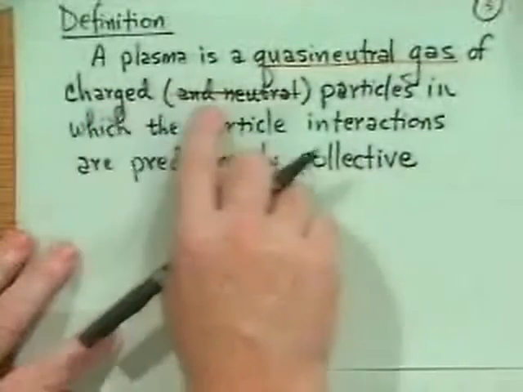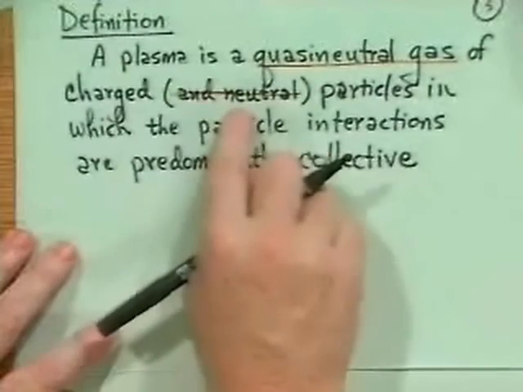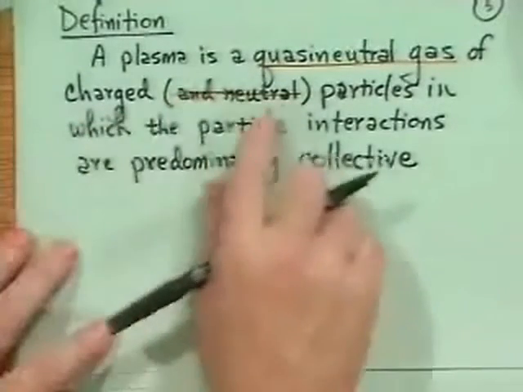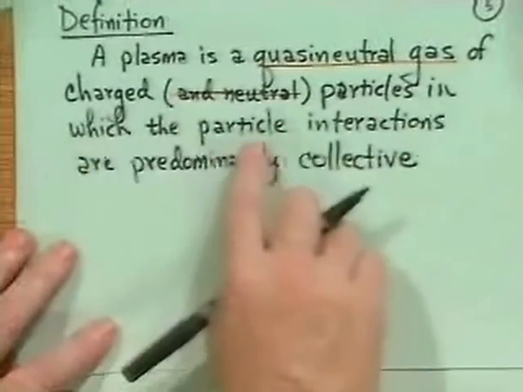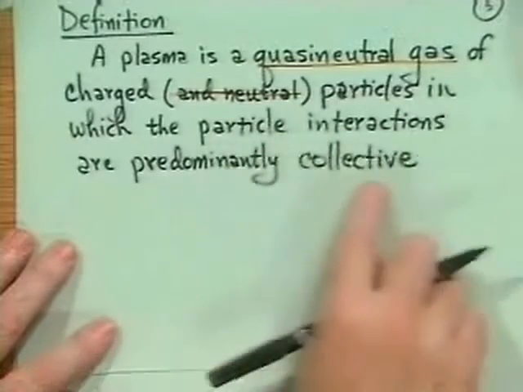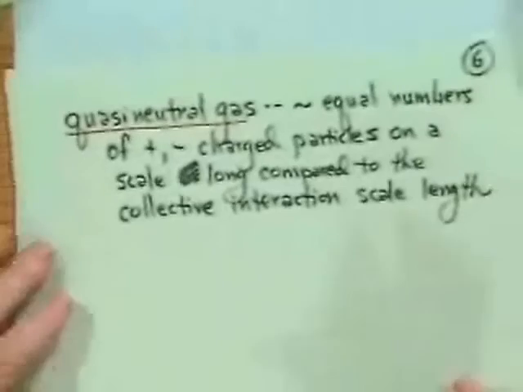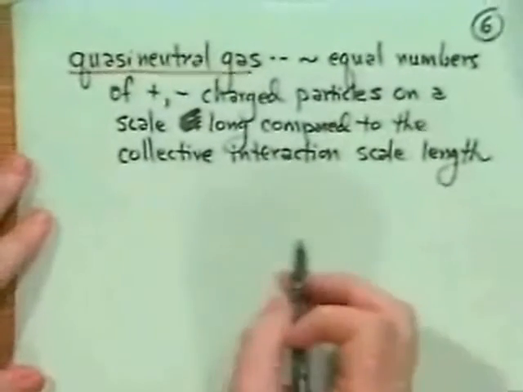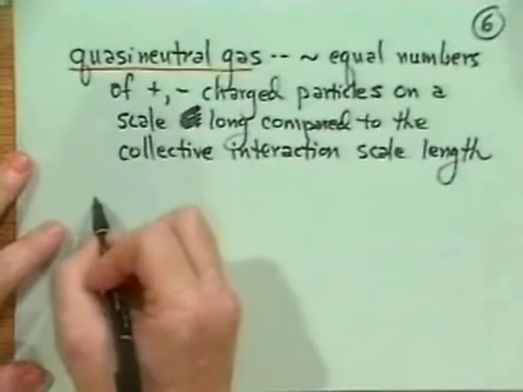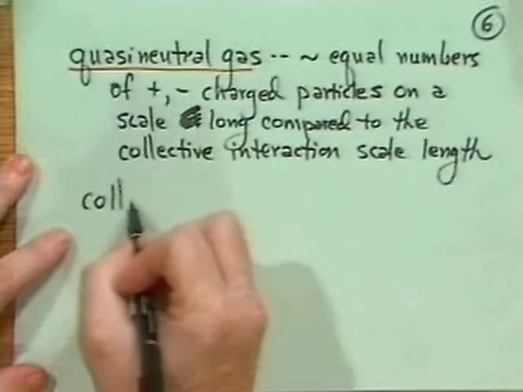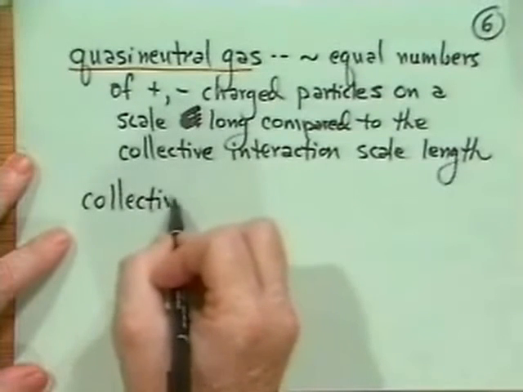Okay, so the next thing we need to describe in our definition of a quasi-neutral gas is that we'd like it mostly charged. There may be a few neutrals that we hadn't quite ionized, or only partially ionized particles. And then the particle interactions are predominantly collective. So I need to talk about that. Here we want collective interactions.